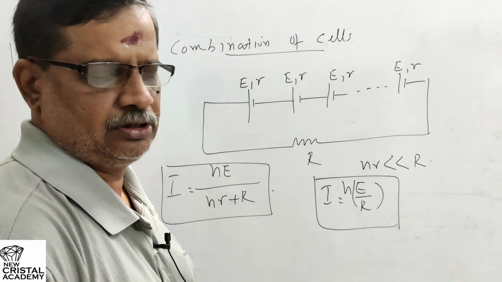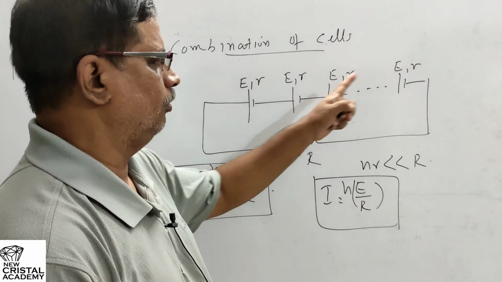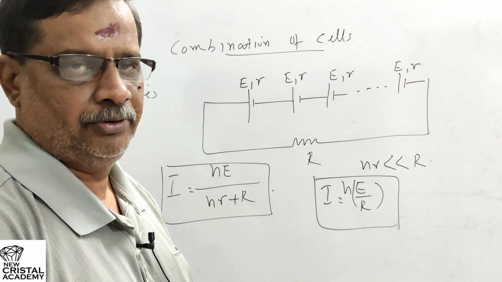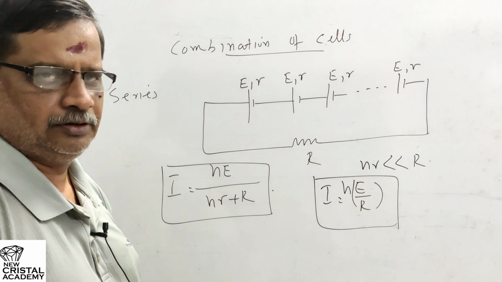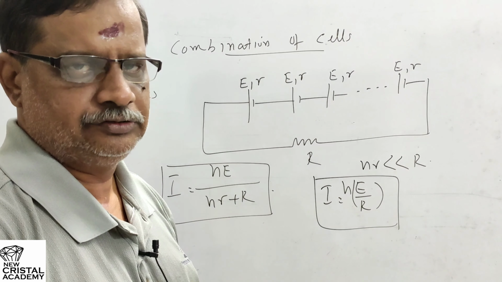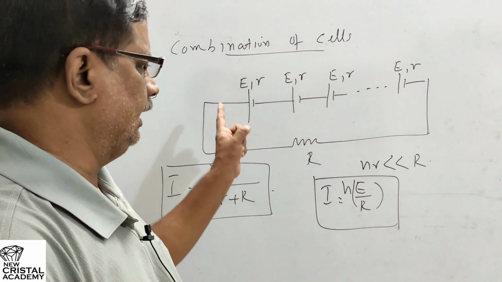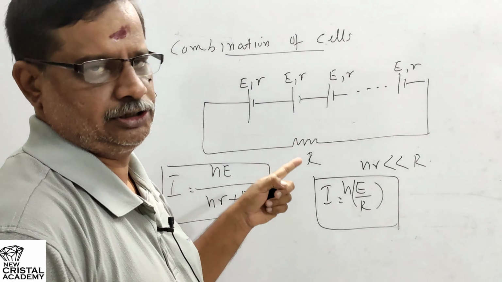So if the internal resistance is much less than the external resistance, then the current will be nE by R. In the case when the internal resistance is much less than the external resistance, this type of combination is preferred, series combination of cells. So the expression for the current is nE by nr plus R when you connect cells in series and aiding. These cells are aiding each other.